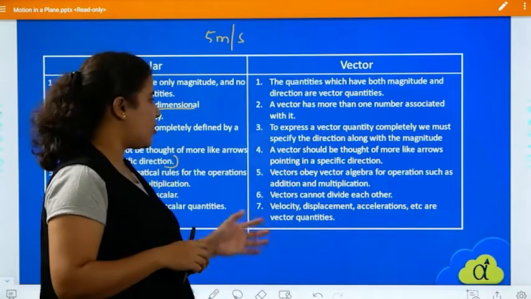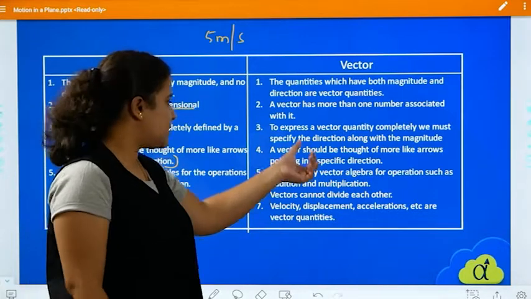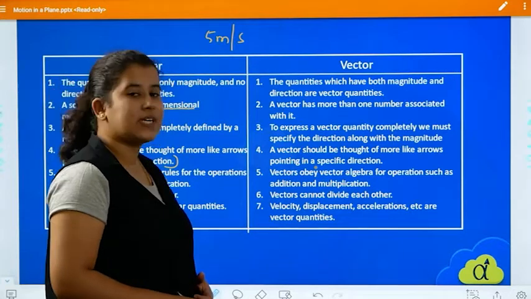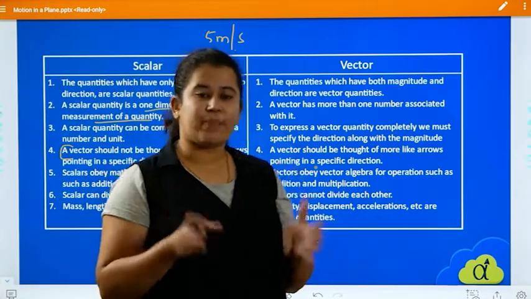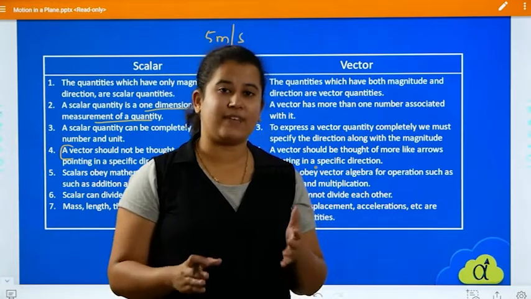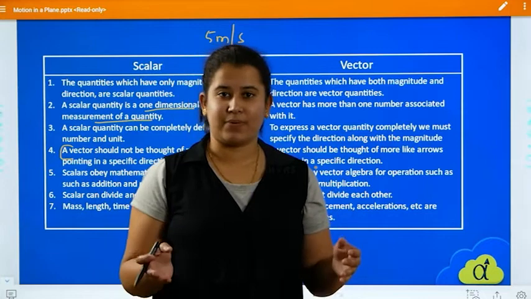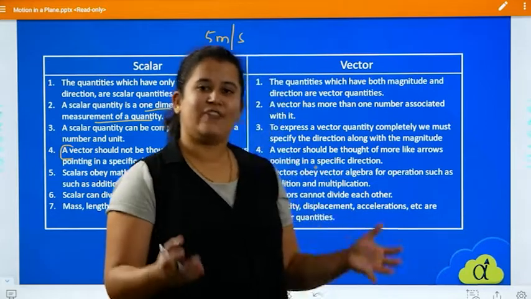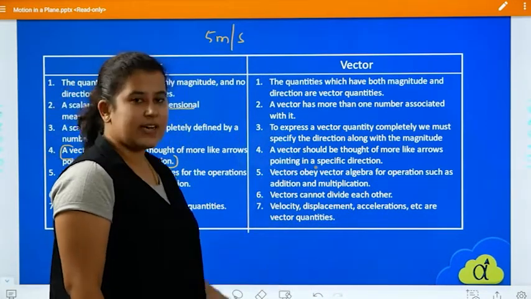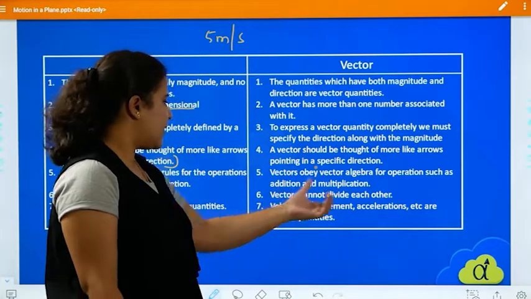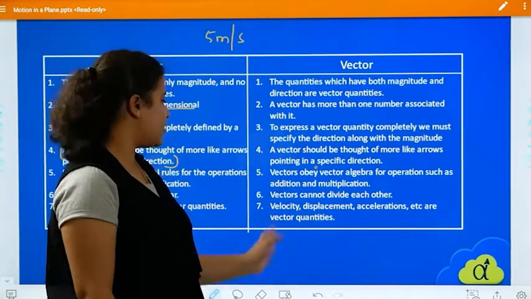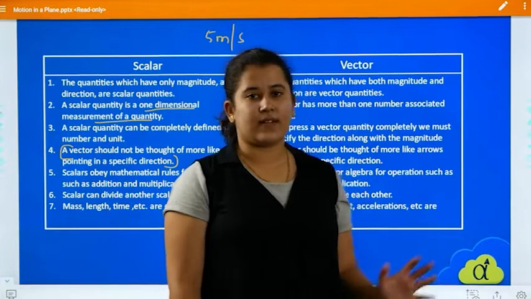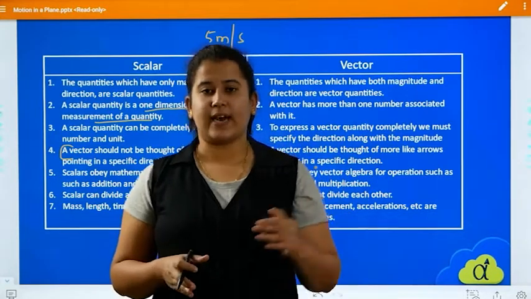A vector should be thought of more like arrows pointing in a specific direction. This you will get to know once we talk about the representation of vector. Then vectors obey vector algebra. So these vectors have separate mathematics dealing with them, and that we call vector algebra. So we have vector addition, vector subtraction, vector multiplication and vector division. We will be studying those things also. Vectors cannot divide each other. Examples are velocity, displacement, acceleration, etc. are the vector quantities. So these are the main differences between a scalar and a vector.